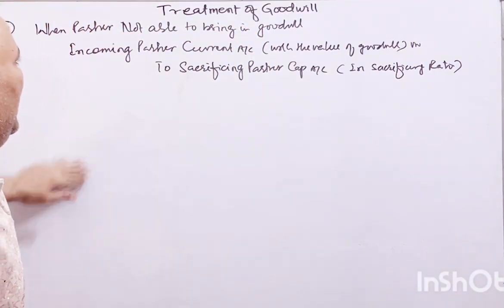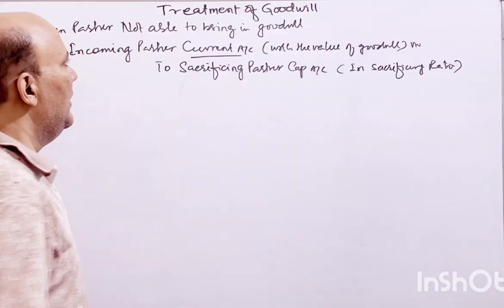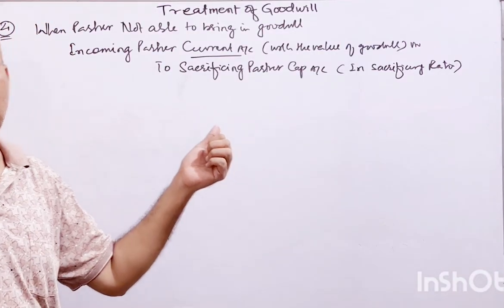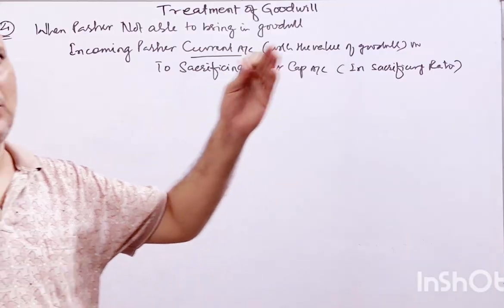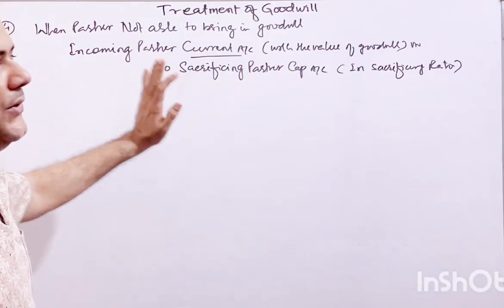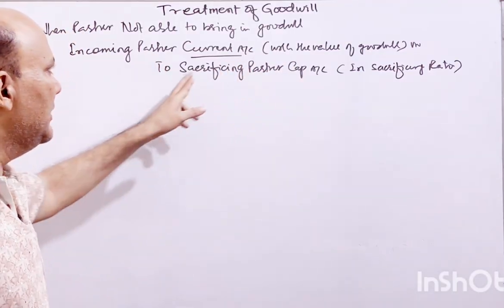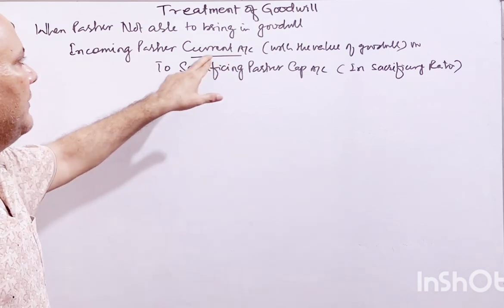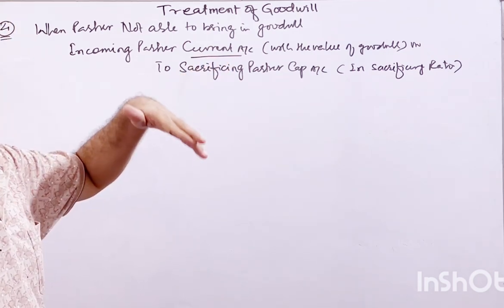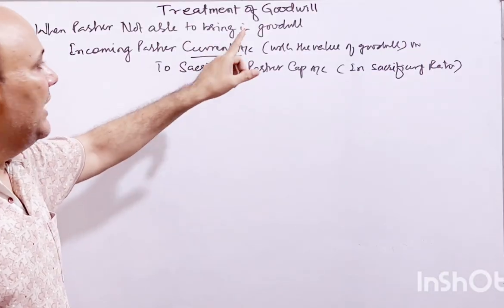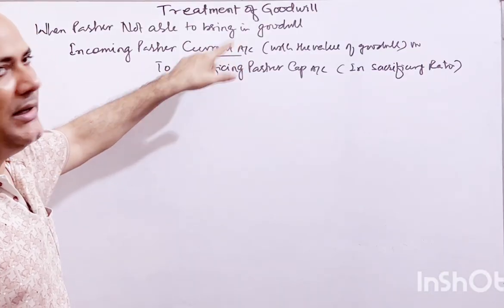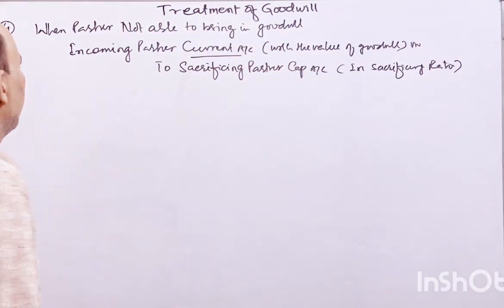And why are we doing that with the current account? Because if we take it through the capital account, the capital account will be reduced and that amount will not show the correct picture. That is why the capital account will be shown with the full value and the current account will be shown here, and that will have a debit balance. That is the claim of the old sacrificing partner against the new partner, and that will have the debit balance and will be shown on the asset side, right?